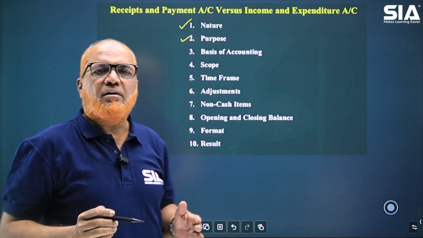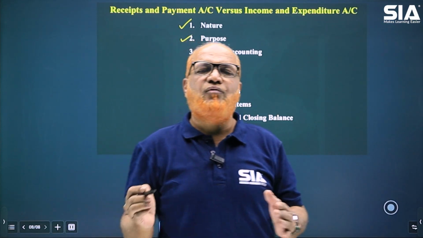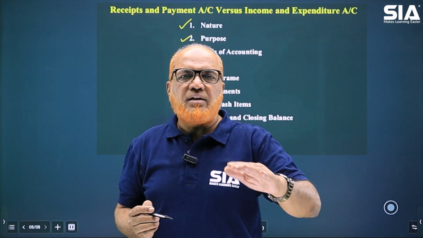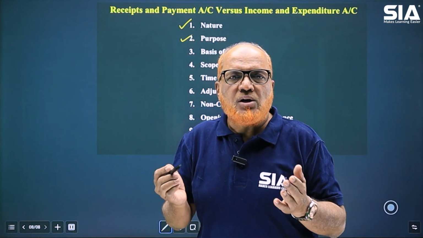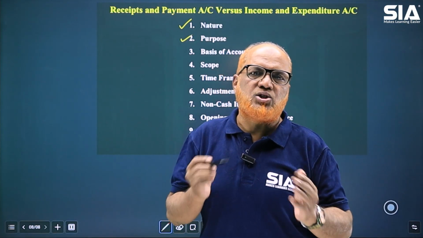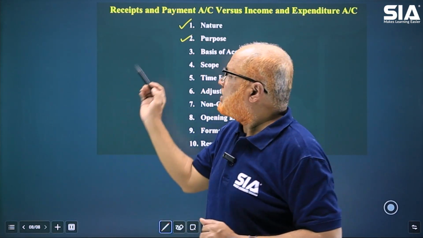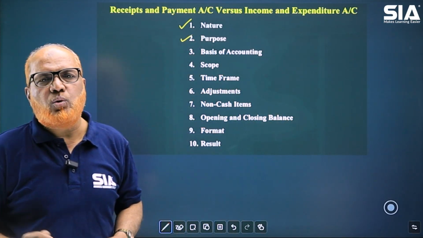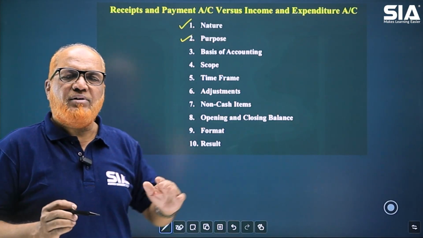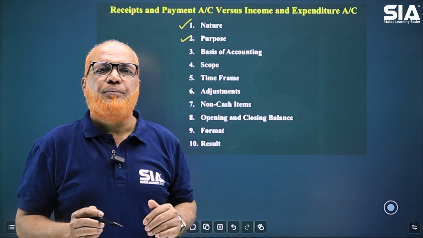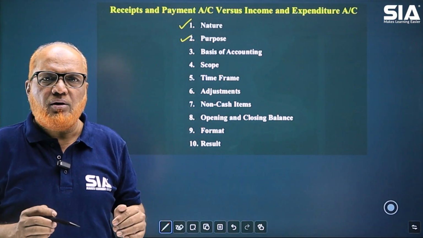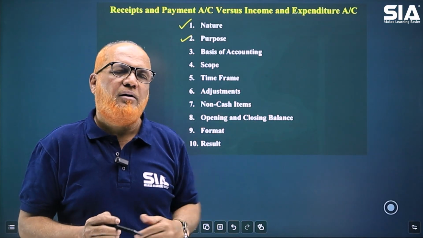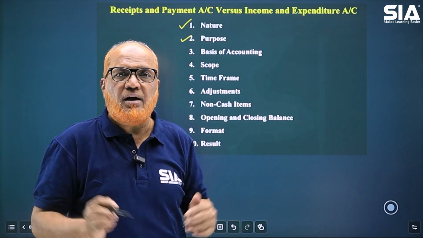The second difference is purpose. The purpose of making receipts and payments account is to find out from what sources money has been received, where the money has been paid, and what is the closing balance of cash in hand and cash at bank. That is the purpose of receipts and payments account. But the purpose of income and expenditure account is to find out whether the organization has a surplus or deficit, excess of income over expenditure or excess of expenditure over income. To find that out, we make income and expenditure account. The purpose is entirely different.